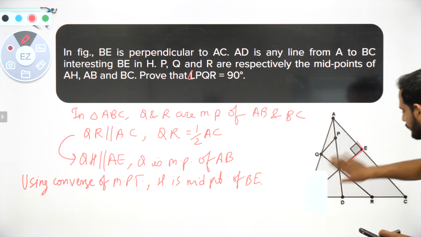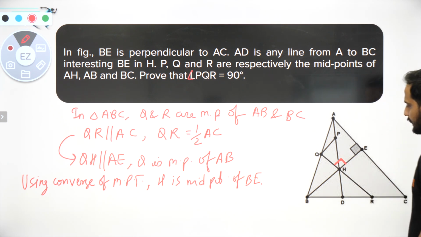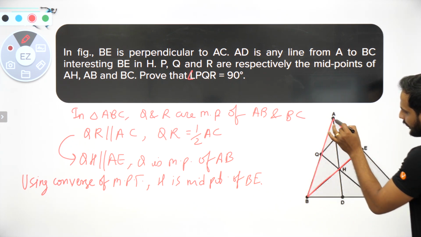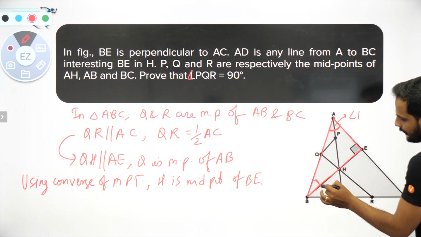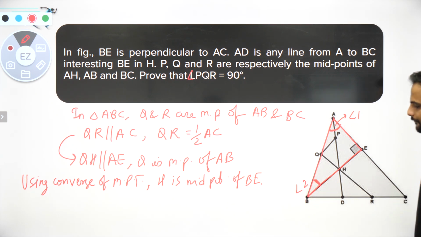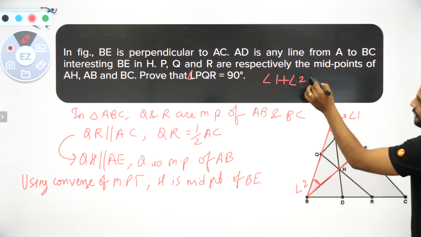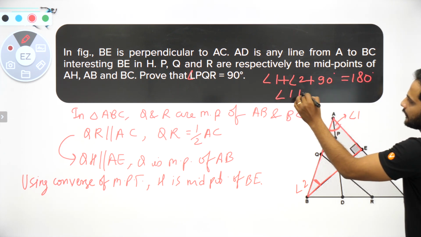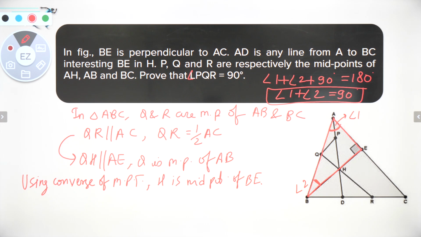First thing I can say is that if these two lines are parallel, and this angle is 90 degrees, this angle is also 90 degrees. Right? Both the angles are 90 degrees. Now think here properly. I am naming two angles. Let us say this whole angle is angle 1, and this angle is angle 2. And you know that angle 1 plus angle 2 plus this 90 degrees is equal to 180 degrees using the angle sum property of triangles. So angle 1 plus angle 2 is equal to 90 degrees. This is the one relation we have got.